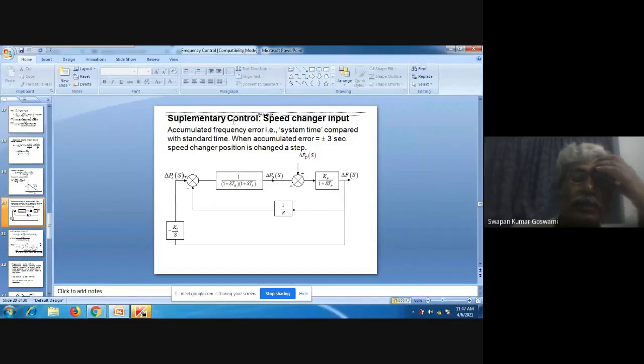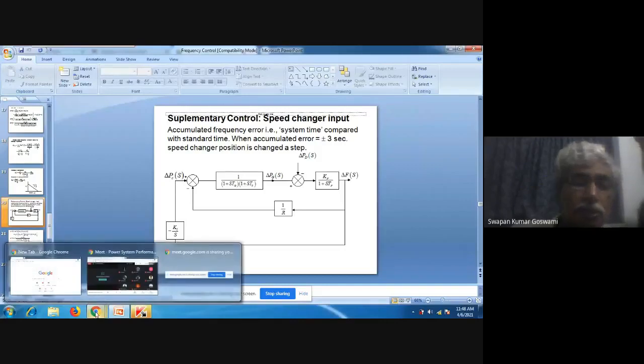Next class, I shall explain how integral control is actually implemented in a power system. Not only that, in our country, for frequency control, there is a totally different method. That also I shall discuss in our next class. If you have any question, I shall answer it. Otherwise, as you have a laboratory today, I shall stop here.